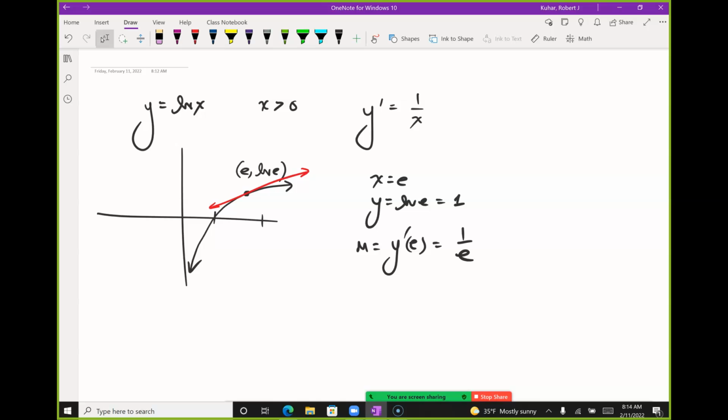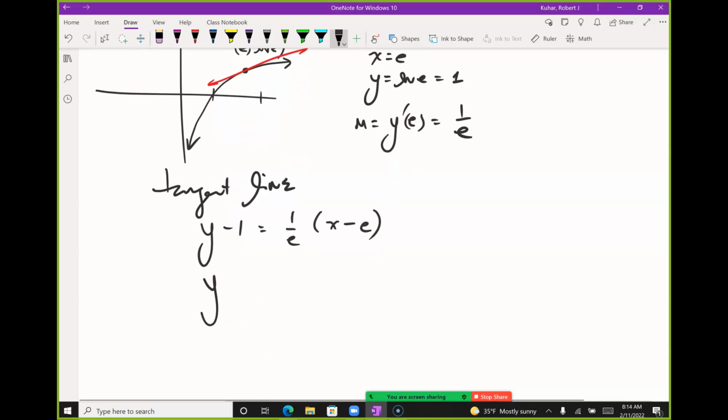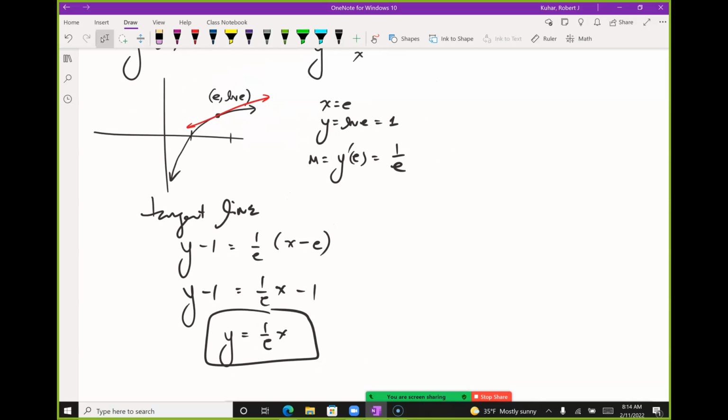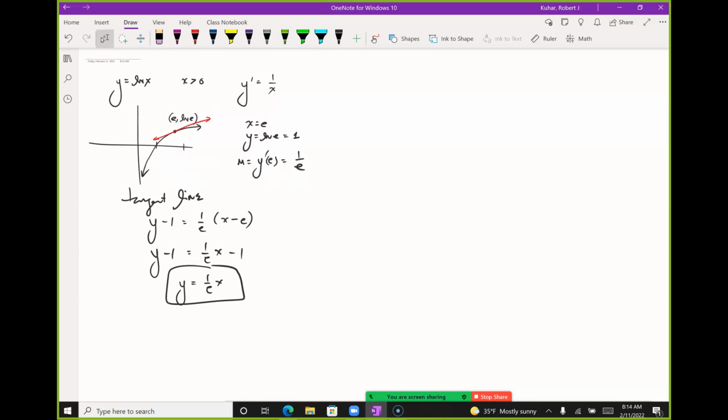Everybody okay? Everybody with me? My tangent line is y minus 1 equals 1 over e times x minus e. So y minus 1 equals 1 over e times x minus 1. And it looks like y equals 1 over e times x. There's my tangent line. Everybody okay? So I'll go to Desmos.